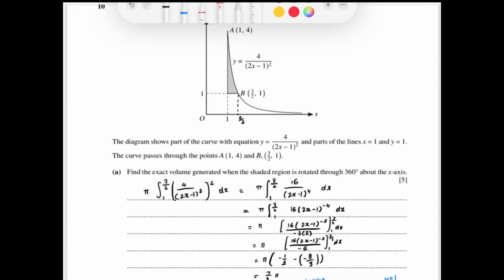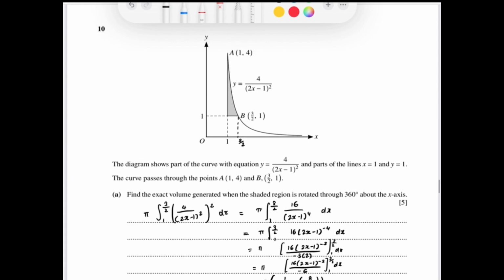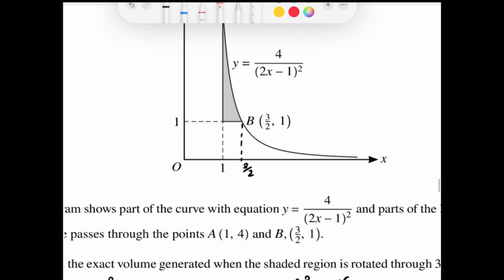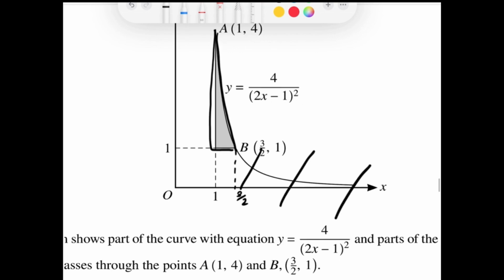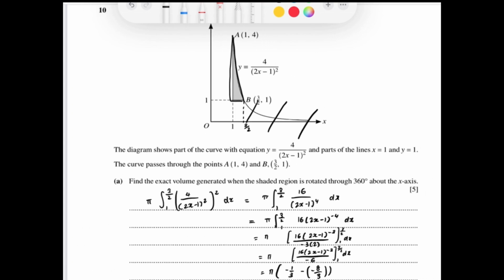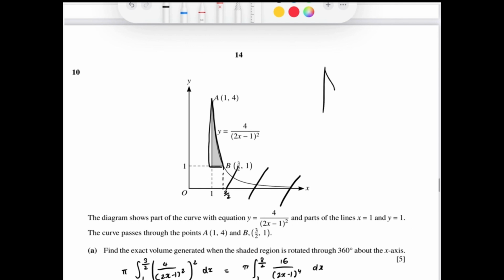Question 10. Find the exact volume generated when the shaded region is rotated through 360 degrees about the x-axis. So when you see these kinds of questions, ignore the rest of the graph. You know your shaded region is this, right? Ignore this part of the graph. You don't need it. So when we rotate it about the x-axis, you're rotating the whole thing.